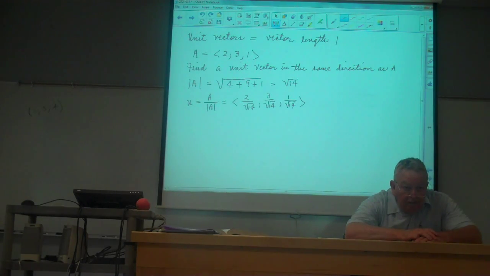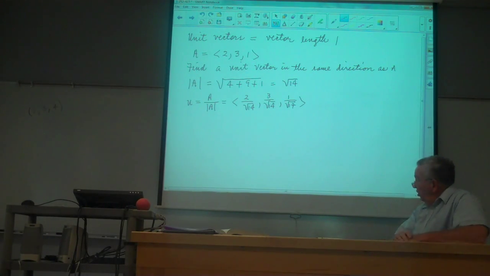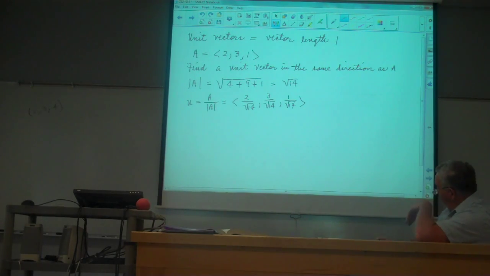And if you don't believe me, find the magnitude of that vector. And that is, you would do 2 squared over, wouldn't you get 4 over 14 plus 9 over 14 plus 1 over 14? And isn't that the square root of 14 over 14, which is the square root of 1, and isn't that what we were looking for? Everybody agree?